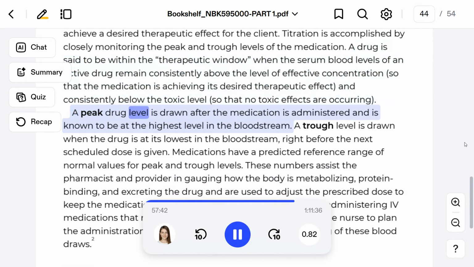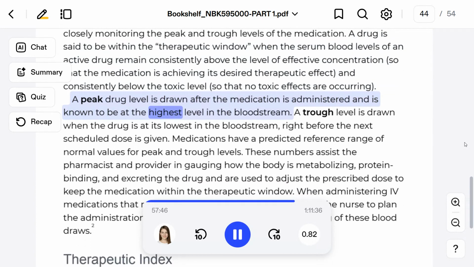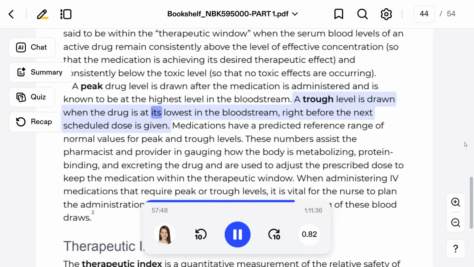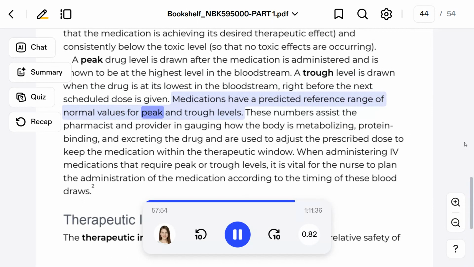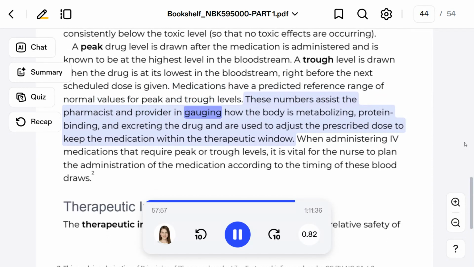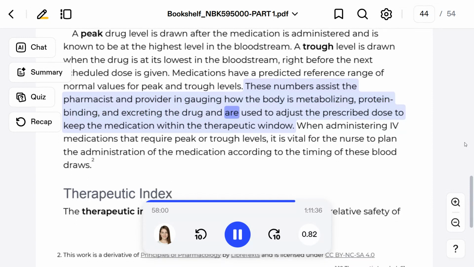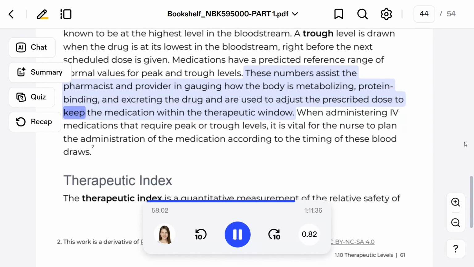A peak drug level is drawn after the medication is administered and is known to be at the highest level in the bloodstream. A trough level is drawn when the drug is at its lowest in the bloodstream, right before the next scheduled dose is given. Medications have a predicted reference range of normal values for peak and trough levels. These numbers assist the pharmacist and provider in gauging how the body is metabolizing, protein binding, and excreting the drug and are used to adjust the prescribed dose to keep the medication within the therapeutic window.